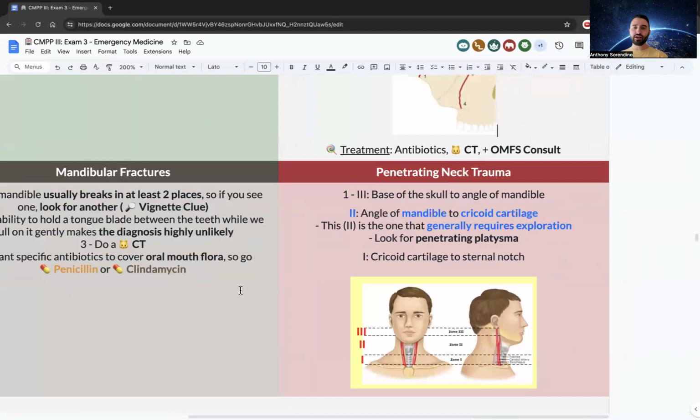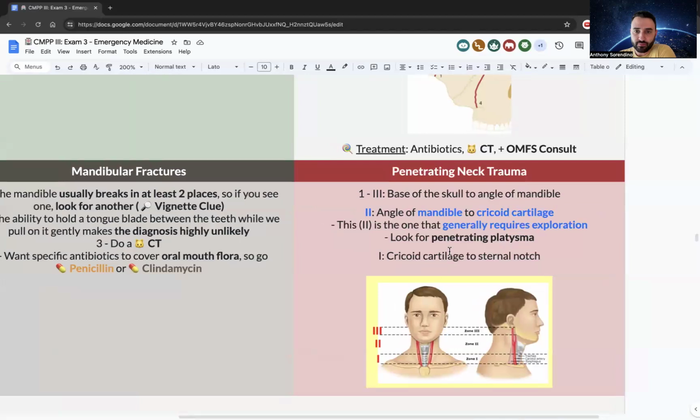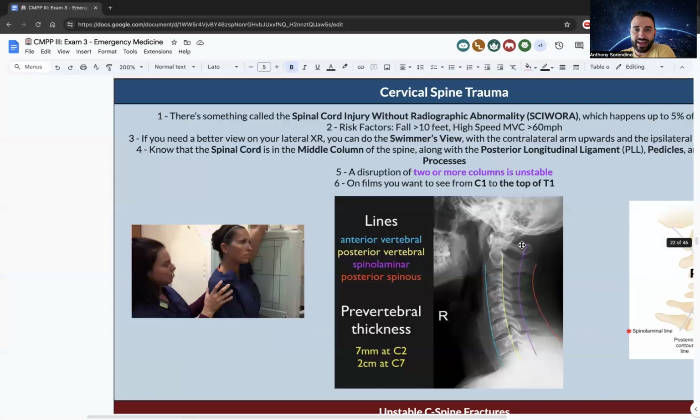All right, you have this penetrating neck trauma. I think zone 2 is the big one here. That's the one that requires exploration. So it involves more of the platysma that's between the mandible and the cricoid cartilage. So not thyroid. It goes a little bit lower than that to the cricoid cartilage. So look for that.